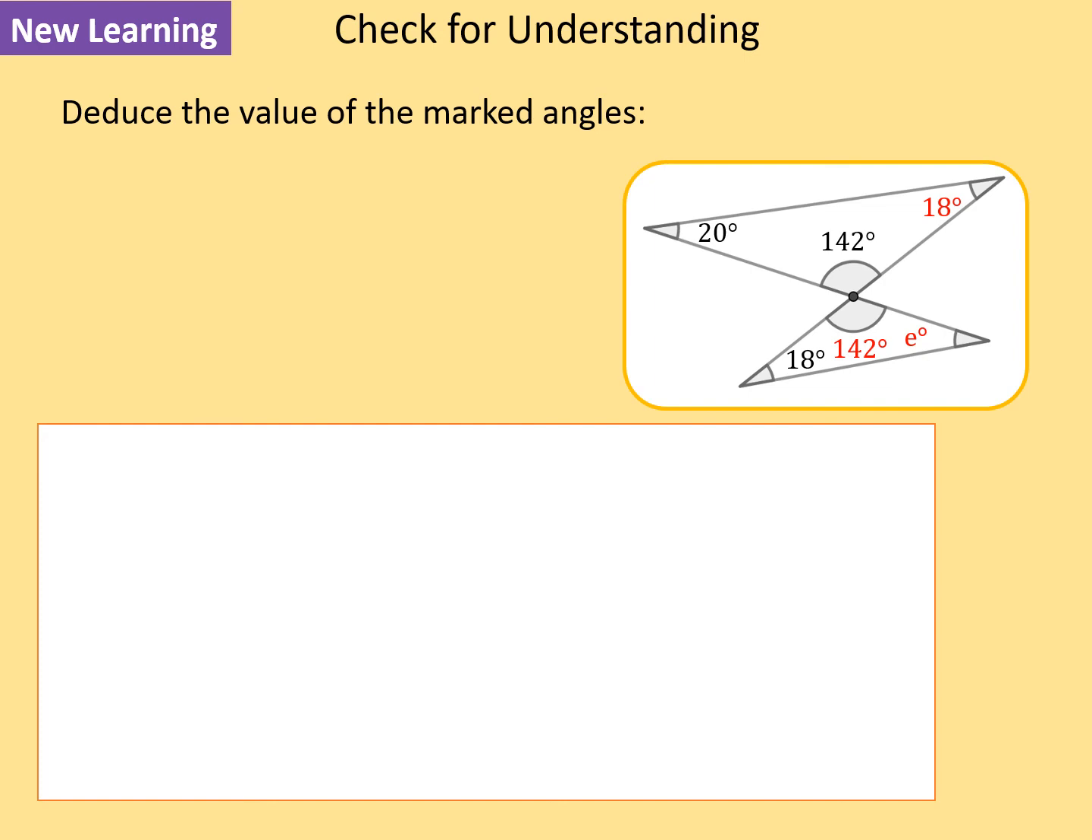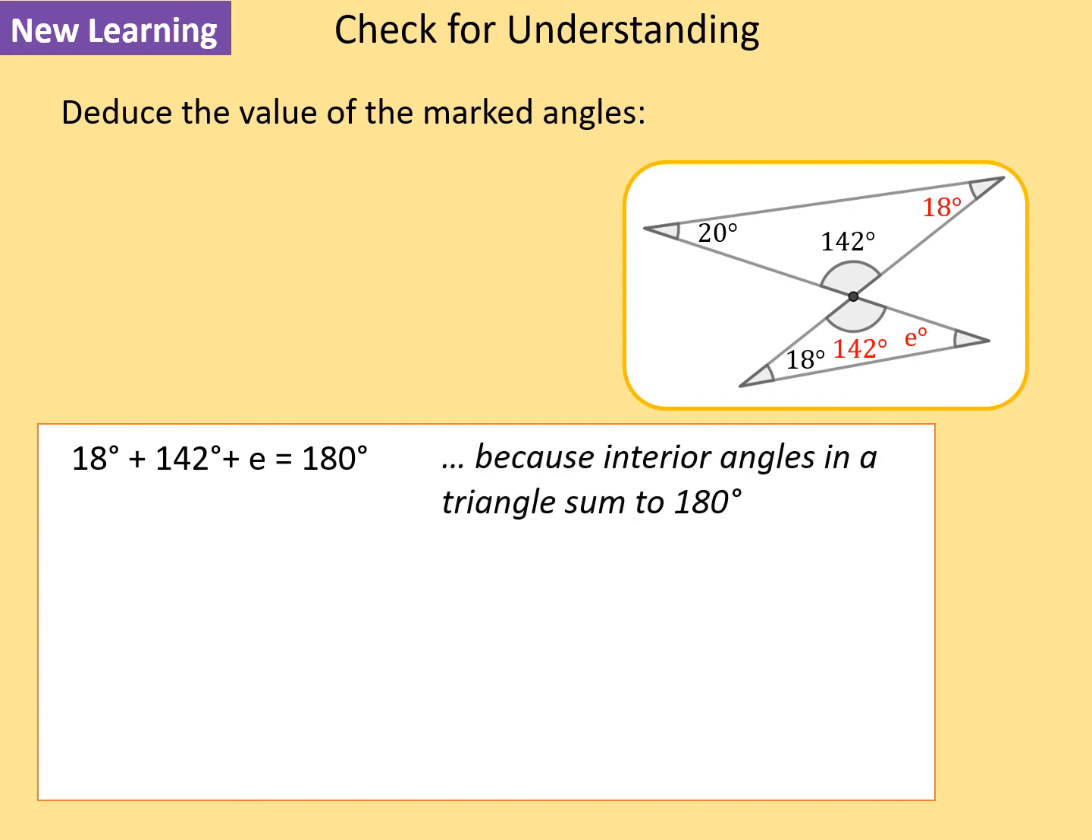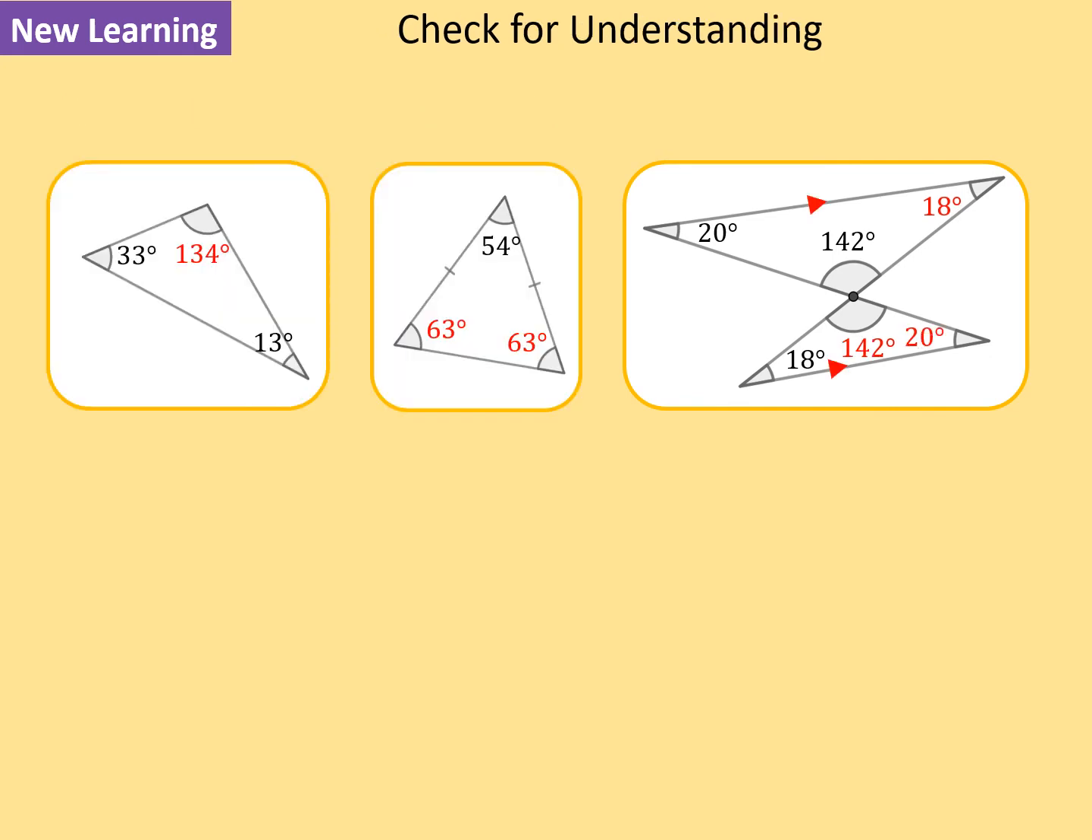Now we can finally work out the value of E. 18 plus 142 plus E equals 180 degrees, because interior angles in a triangle sum to 180 degrees. We can say that 160 plus E equals 180 degrees. E equals 180, take away 160, and therefore E equals 20 degrees. And just to recap, we have figured out all of the marked angles in these 3 examples.